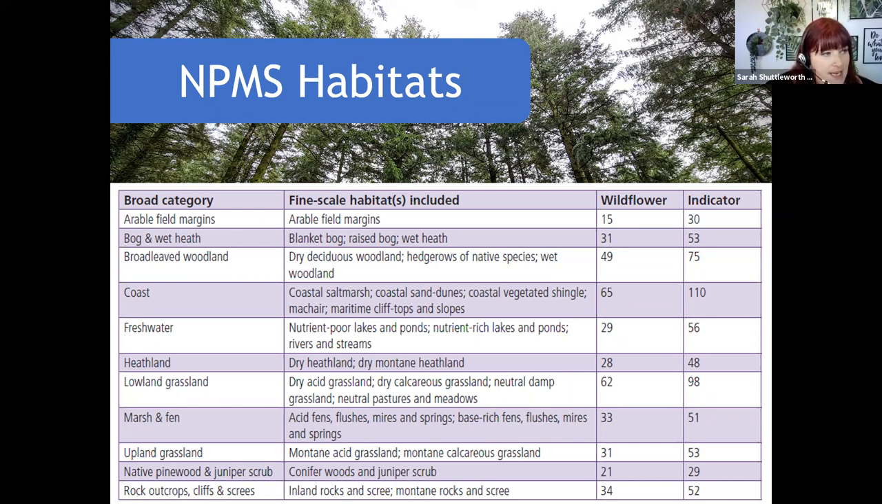So 30 indicator species per habitat selected, a range of positive and negative indicator species. So it's worth remembering that in the NPMS, we include species that are perhaps non-native, that are invasive, and it might seem strange to be recording those, but it's really important because we actually want to see the effects of them on the habitats.